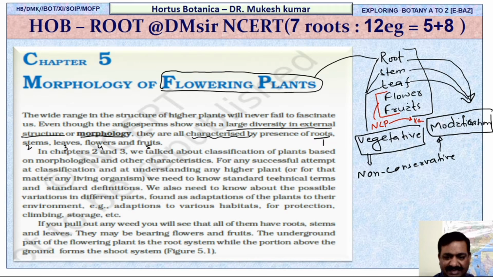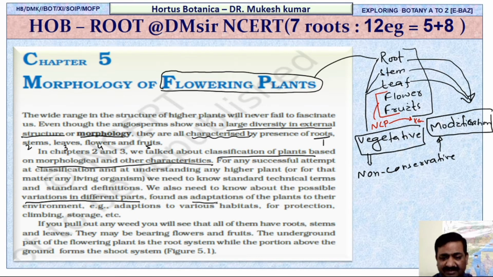So it's written here that for classification of plants, okay, when we are going to classify, it is based on the morphological and other characteristics. So morphology plays a vital role in classification of plants, right? Now, for any successful attempt at classification and at understanding any higher plants, we need to know about possible variations also. Yes, what are the possible variations?